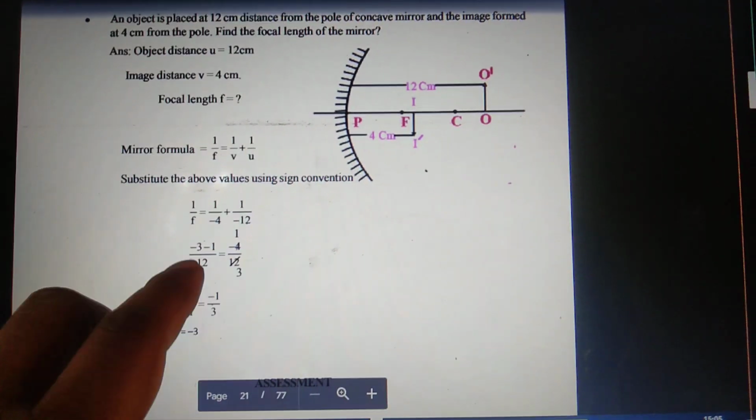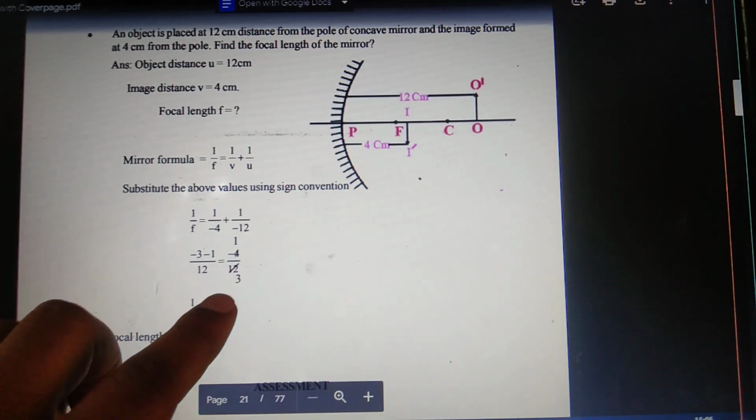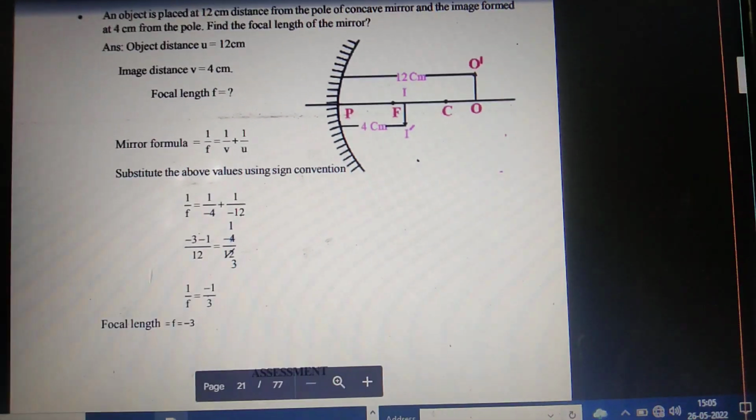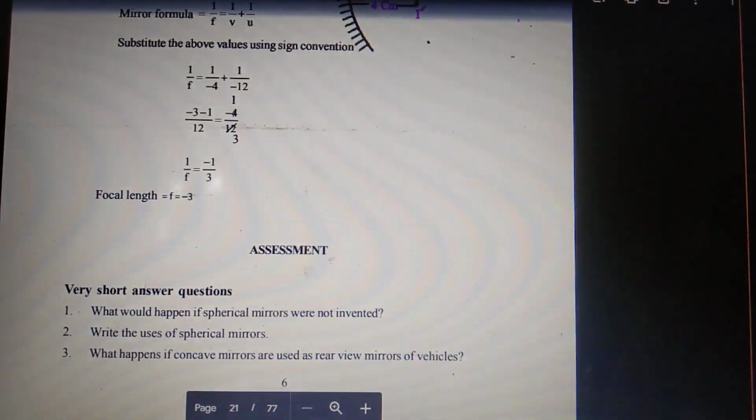LCM of 4 and 12 is 12. Minus 3 minus 1, minus 4 by 12. 4 ones are 4, 4 threes are 12. So 1 by f equal to minus 1 by 3. So focal length equal to minus 3 cm, children. Okay. So these are the assessment questions.